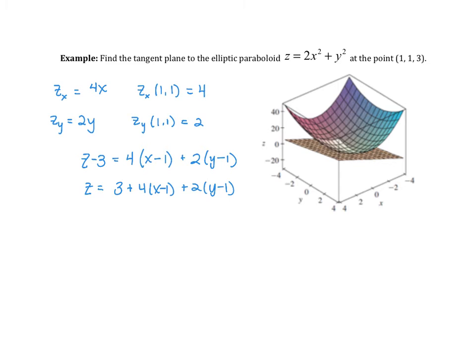It is possible, because we have looked at planes in the past, and when we looked at planes in the past, we combined all like terms. So it is possible to get a plane that looks like z equals 4x plus 2y minus 3 as well. So that is how we find the tangent plane to the elliptic paraboloid at the point 1, 1, 3.